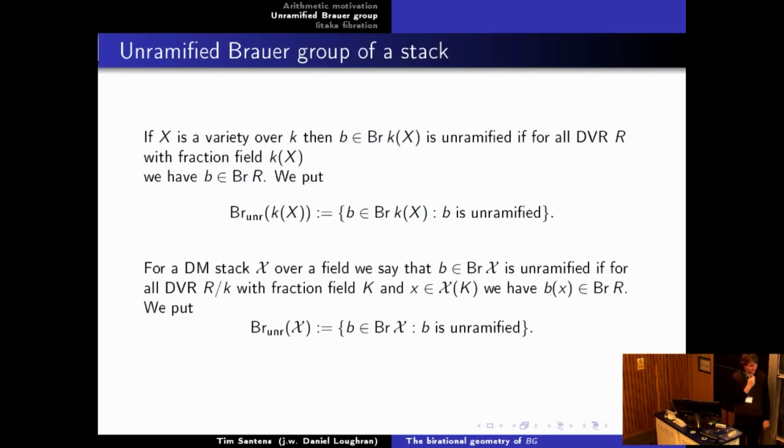So one question, of course, is why is this equal to this if X is a variety? In characteristic 0, this is very easy. I mean, it's not very easy. But anyway, you just take a smooth proper compactification, and then you can show that they're both equal to the Brauer group of this thing.